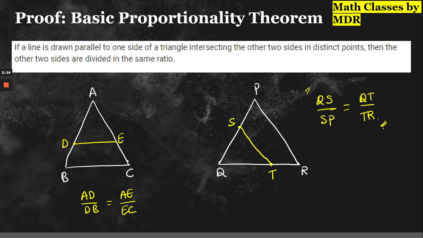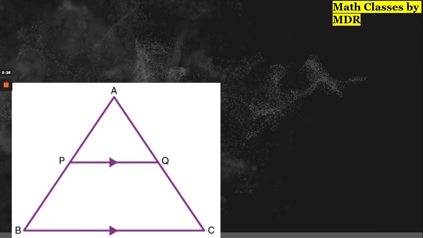When a line is drawn parallel to one side of a triangle intersecting the other two sides in distinct points, then the other two sides are divided in the same ratio. So let us prove that. In order to prove this theorem, let us take a triangle ABC and draw a line PQ parallel to BC. We need to prove that AP by PB must be equal to AQ by QC.